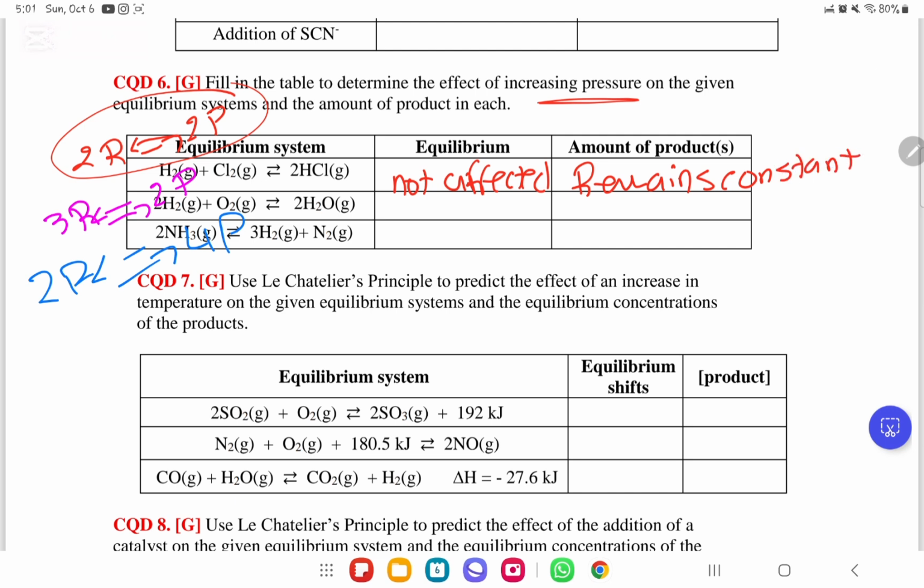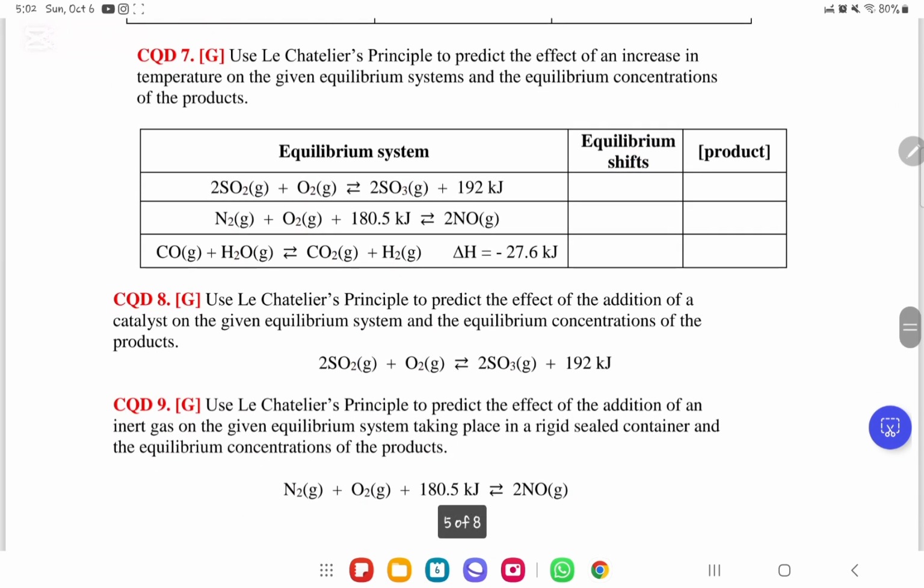Okay? For the second one, since the reactants have more than the products, the reactants will give more to the products. If the reactants are giving to the products, this is a forward or right shift, and the amount of products increases. Then, for the last one, because we have 2 reactants and 4 products, and the number of products is more than the reactants, the products will give to the reactants, and if the products are giving to the reactants, it is a backward or a left shift, and the amount of products will consequently decrease. So that is for CQD 6.